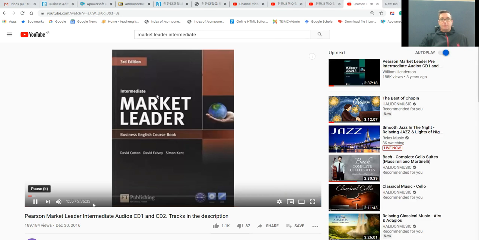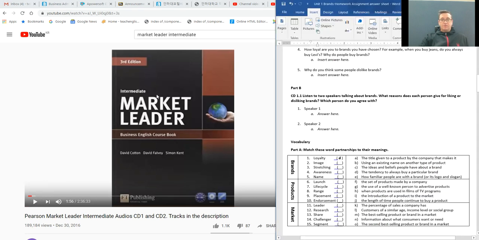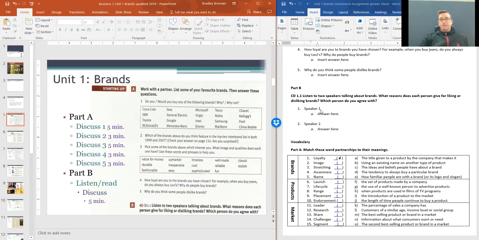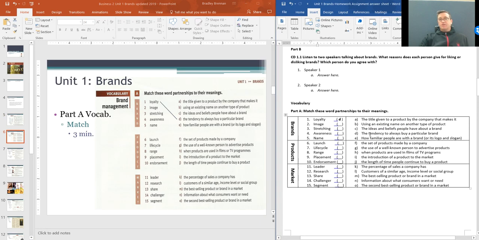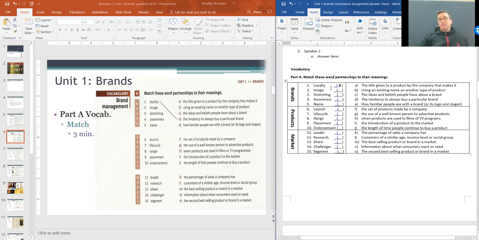Okay, so that was speaker one, the gentleman, and speaker two was the lady. Now we're going to move on to the next slide. So here, this is the vocabulary part. You're going to match these word partnerships to their meanings. So the first one here has been done for you.